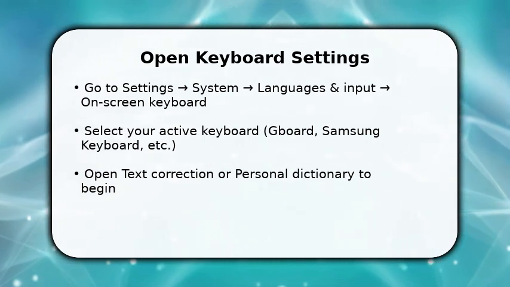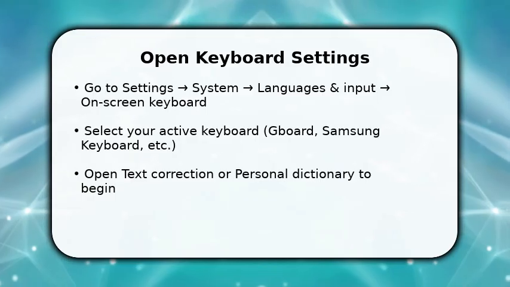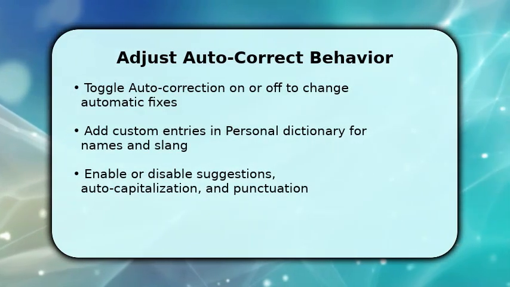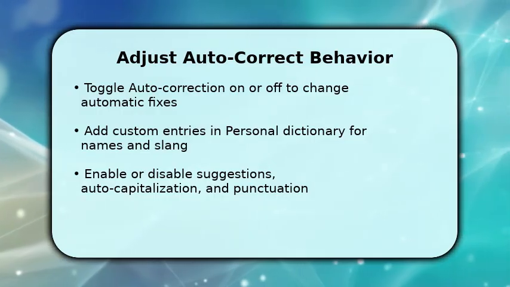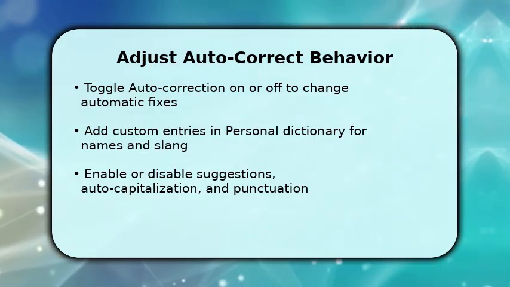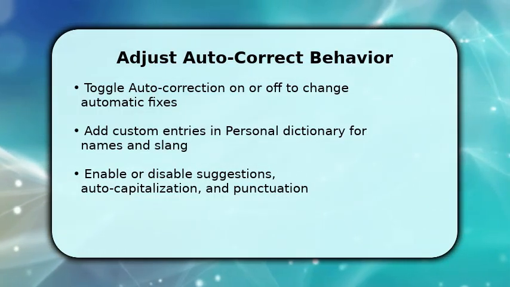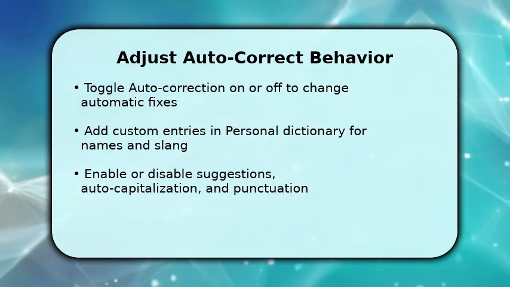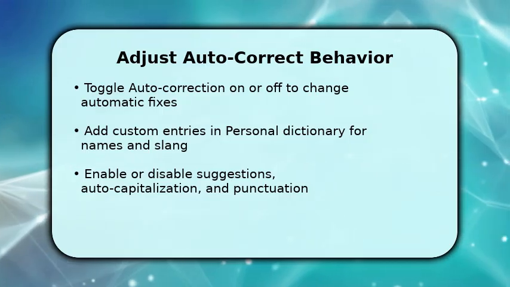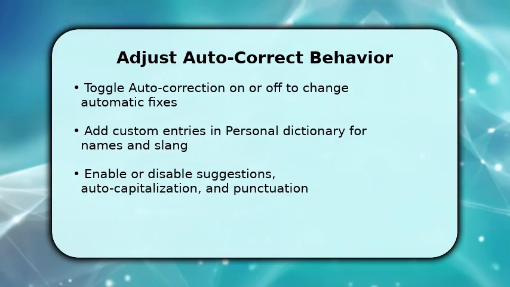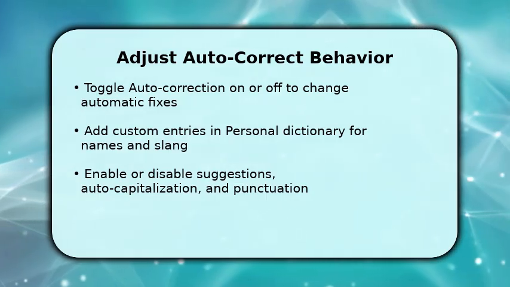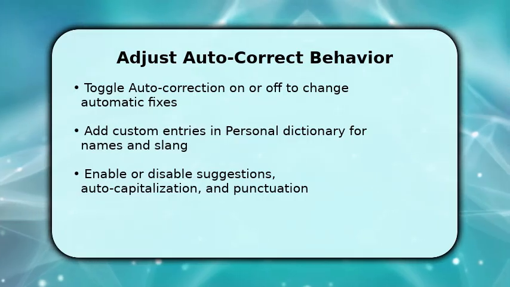Once in text correction, toggle autocorrection depending on whether you want automatic fixes or manual control. You should add frequent names, abbreviations, or slang to your personal dictionary so the keyboard stops changing them. Also tweak suggestions, auto-capitalization, and punctuation. These controls change how aggressive corrections are. If your keyboard offers sensitivity or aggressive suggestions, reduce it to prevent wrong replacements. Make small changes, then test.